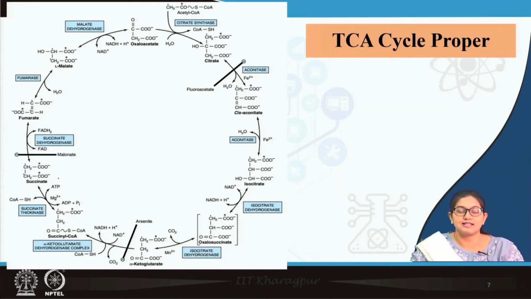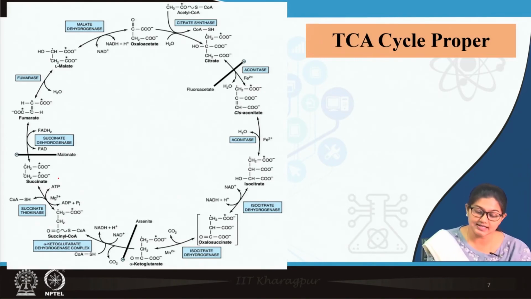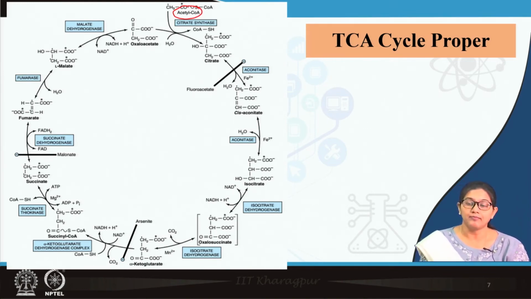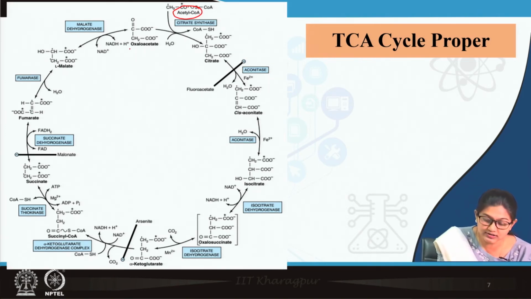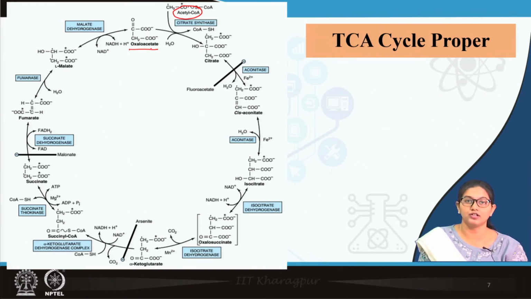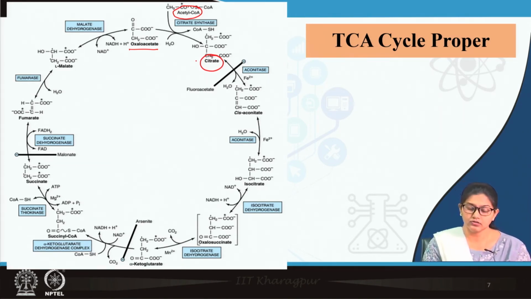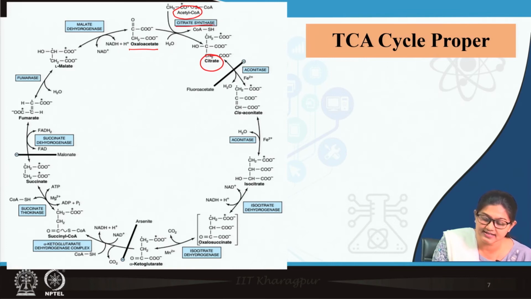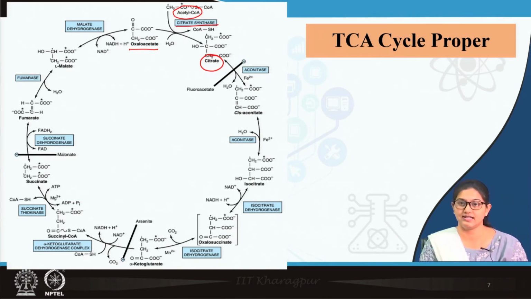Now, this is the TCA cycle. Let us see what is happening. You can see here acetyl coenzyme A, which is formed from pyruvate, is entering the TCA cycle. It is combined with oxaloacetate, a 4-carbon molecule, to generate citrate. The name is citric acid cycle because now citric acid will undergo cyclical conversion to different molecules. So, there is formation of citrate with the help of the enzyme citrate synthase.